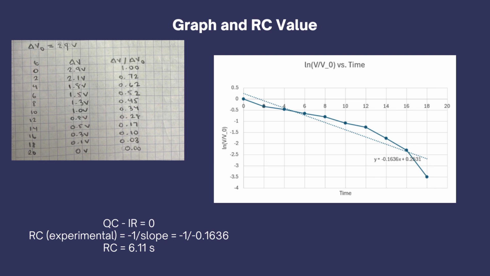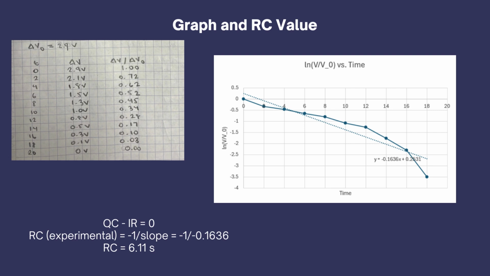As you can see on the left, those are all of our data values. So you have our change in V naught is 2.9 volts. We have t, change in V, and change in V divided by change in V naught. When we put this in Excel, we should do the natural log of the change in V divided by change in V naught, and that's going to be versus time.